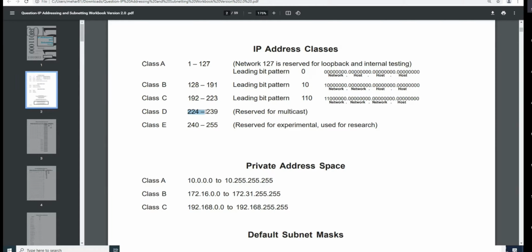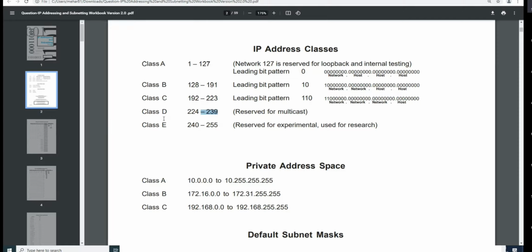So now class D, it starts 224 to 239, but this one is reserved for multicast, and class E. Basically we are using A, B, and C in our practical network, in our production network, in our daily usage. We are using these three classes, but D and E are there. Sometimes they will ask some questions related to D and E.